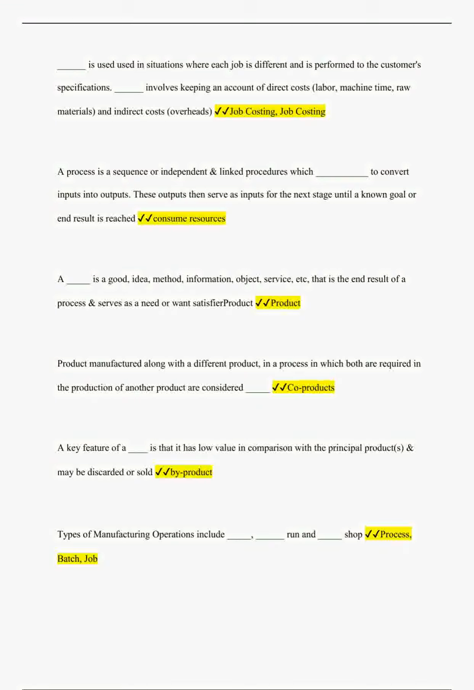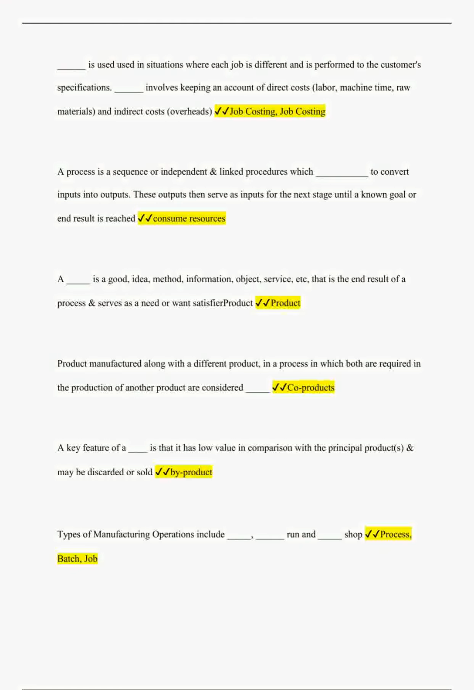Is used in situations where each job is different and is performed to the customer's specifications. Involves keeping an account of direct costs, labor, machine time, raw materials, and indirect costs, overhead. Job costing. A process is a sequence of independent and linked procedures which convert inputs into outputs. These outputs then serve as inputs for the next stage until a known goal or end result is reached. Processes consume resources.